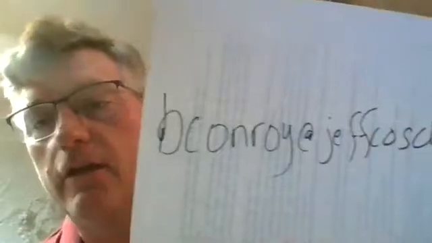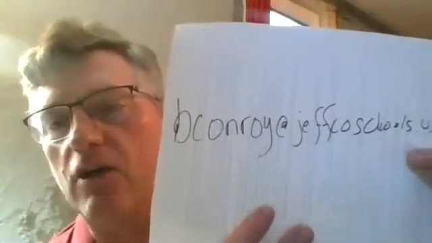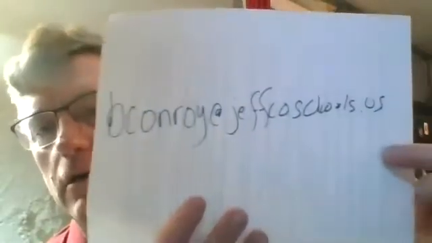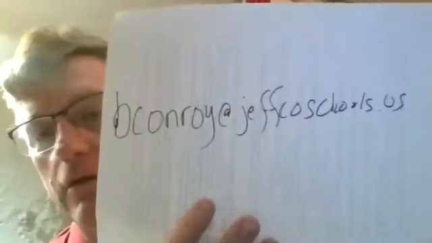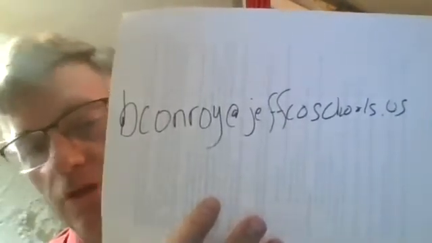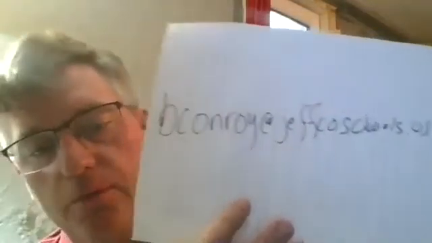All right. Hold on just a second. You see that? Oh no, it's backwards, isn't it? B Conroy, as in Brian Conroy. I'm gonna type it in the chat for you, Brian. Oh, excellent, thank you. At jeffcoschools.us. Nope, .us, not .org. Sorry. Okay, perfect. All right.